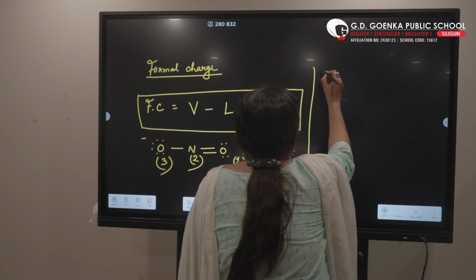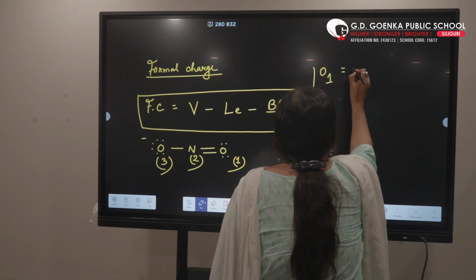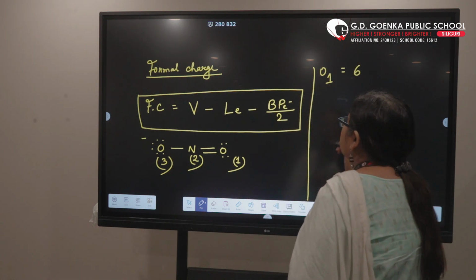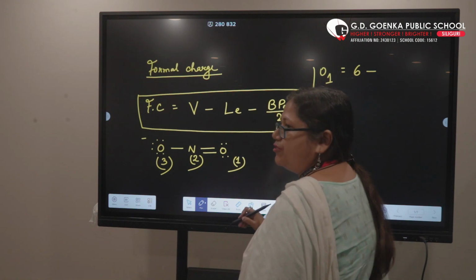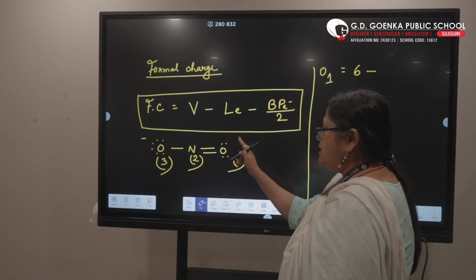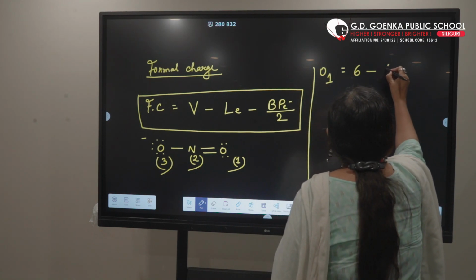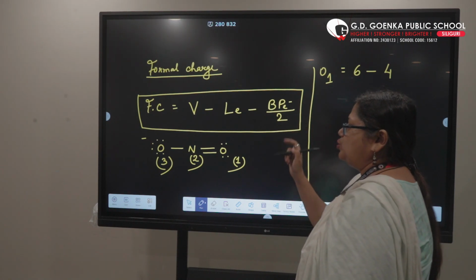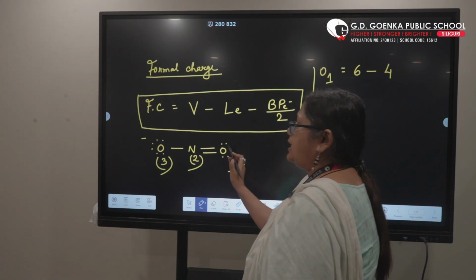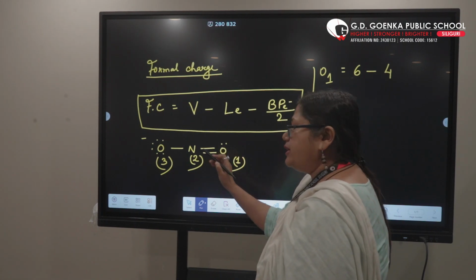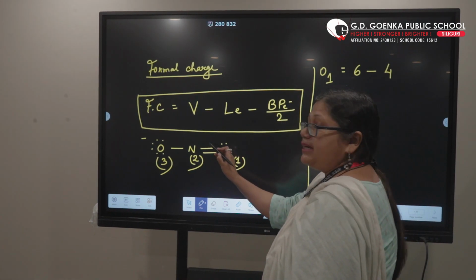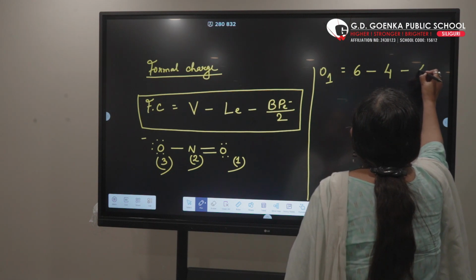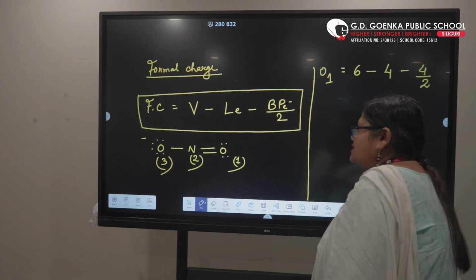So for this first oxygen 1, how do we calculate the formal charge? Total number of valence shell electrons in case of oxygen is 6, minus lone pair of electrons. How many lone pairs? 2 lone pairs. So that means total number of lone pair electrons is 4 over here, right? And then minus bond pair of electrons by 2. So bond pair of electrons, how many electrons is oxygen bonded with to nitrogen? 2 for each bond. That means 4 for double bond. So minus 4 by 2. Is it clear?